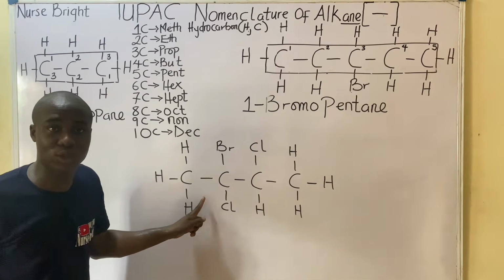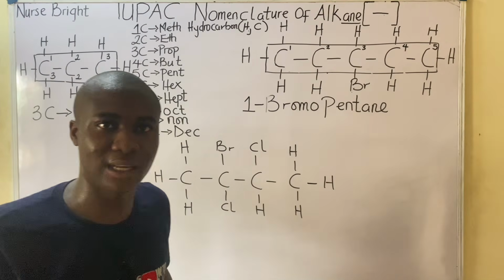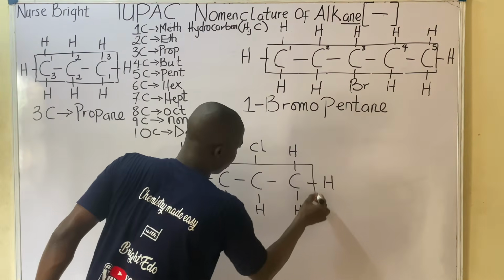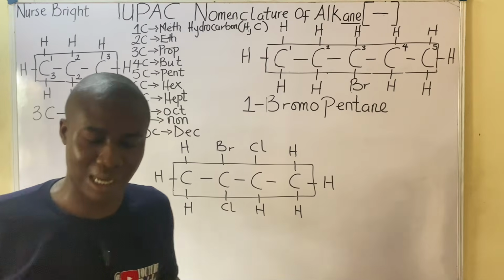So let's get into this other practice question. Now, first of all, what was the step? Identify the longest continuous carbon chain. So let's identify it, which is this as well. So the next step here is to number the longest continuous carbon chain.